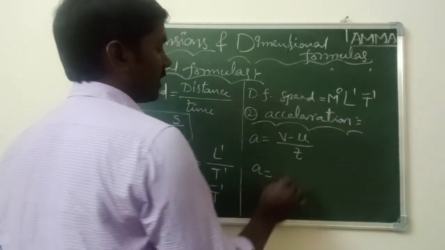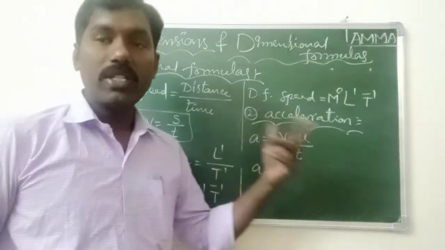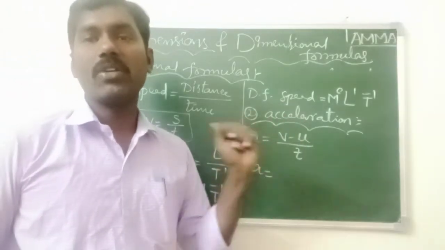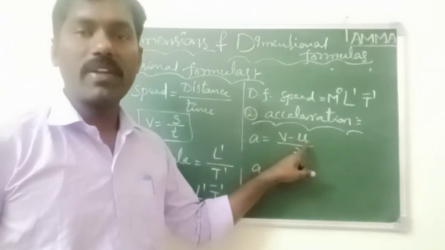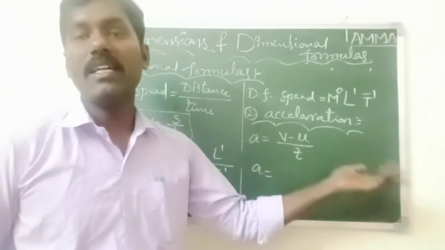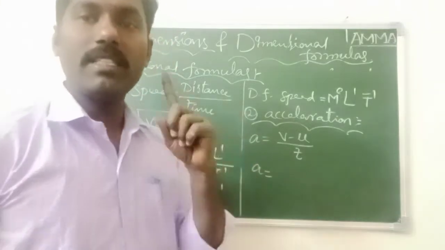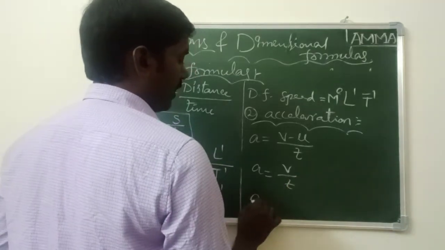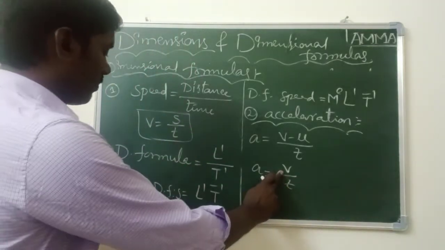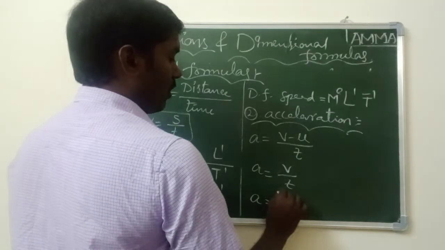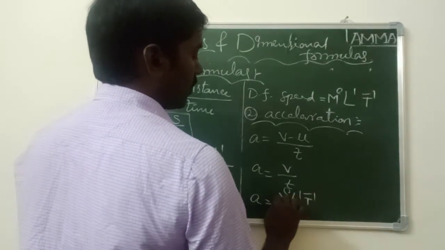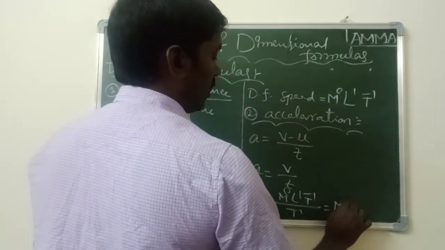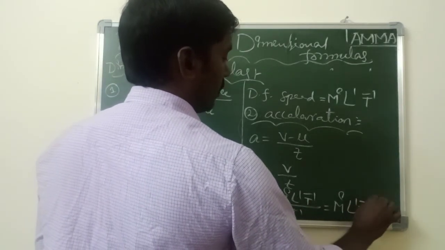Students, here we should remember one thing. If you are going to find the dimensional formula of anything, the same quantities we can consider as a single quantity only. Final velocity minus initial velocity: if you subtract these two, you again get velocity only. That's why we can consider simply velocity by time, or speed by time. We already found the dimensional formula of speed, M0 L1 T minus 1, and the dimensional formula of time is T1.